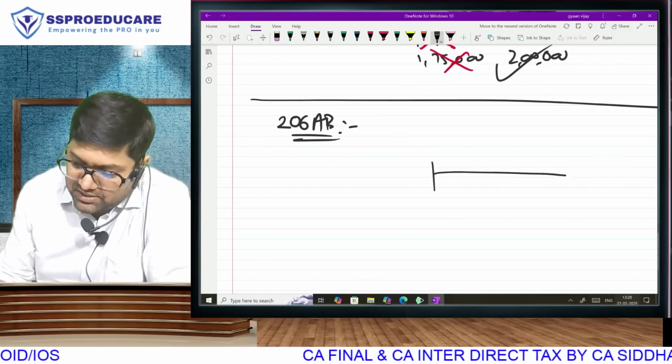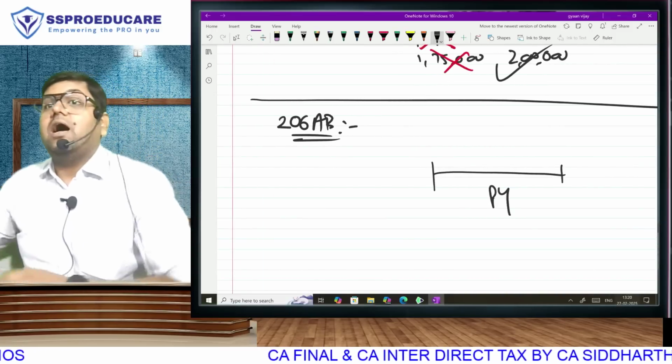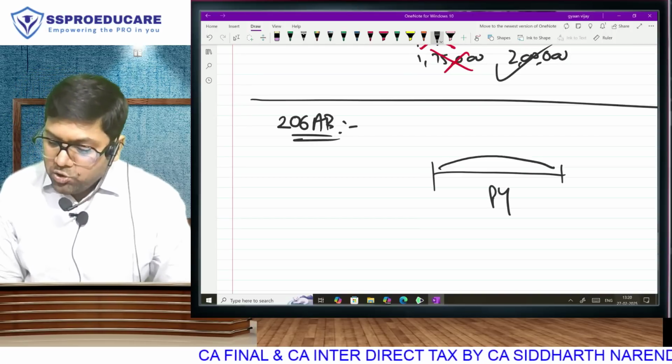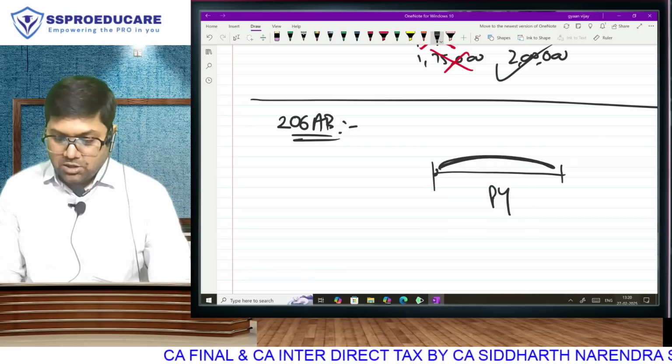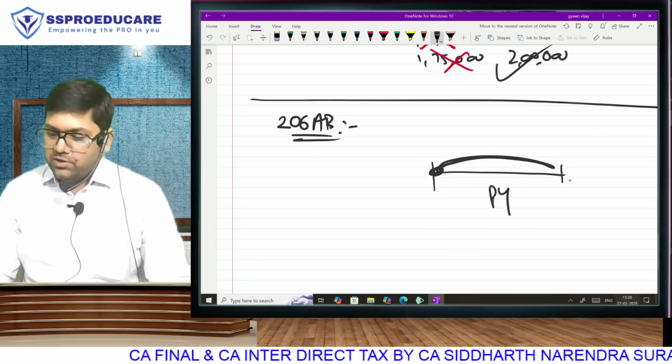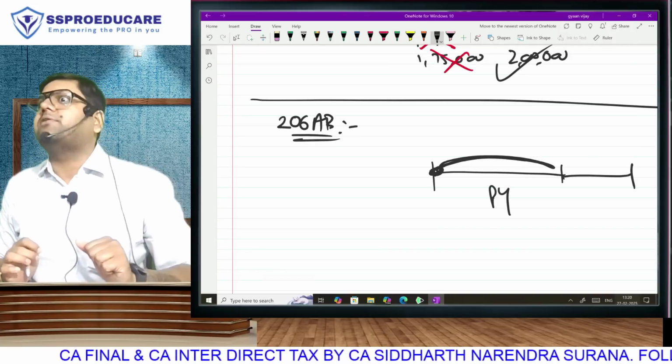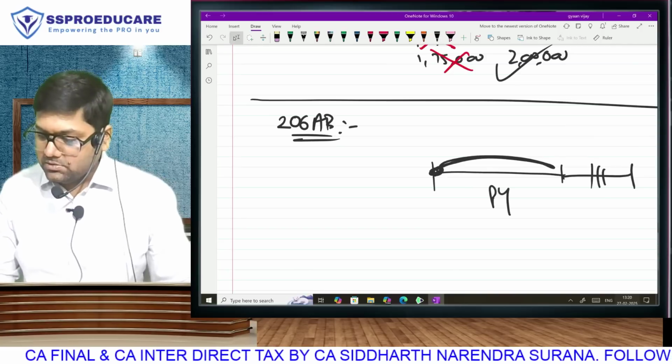This is the previous year in which a payer is making payment to the payee. So I can't call you a non-filer for this previous year on 1st April. How can I call you a non-filer? Only the due date comes here. So this previous year you have not filed return. How will you file the return before this?